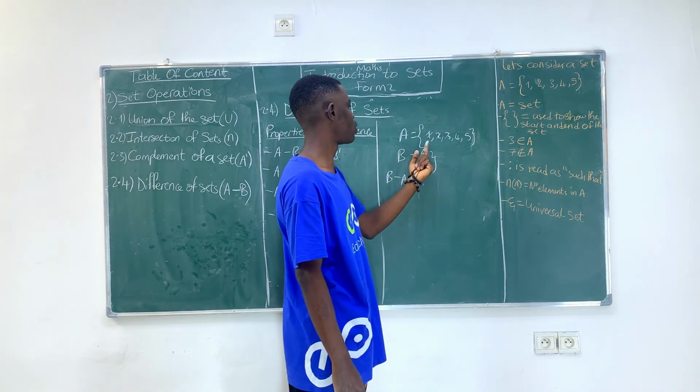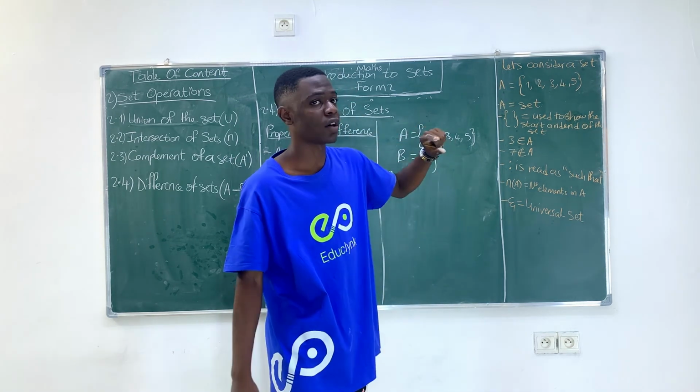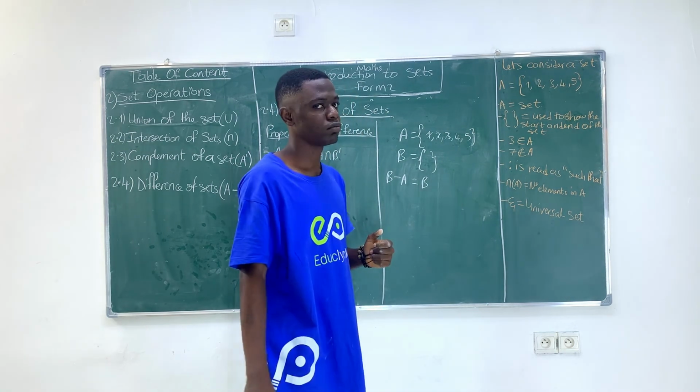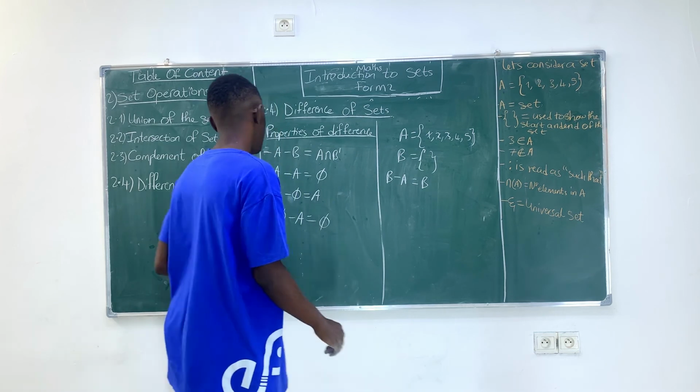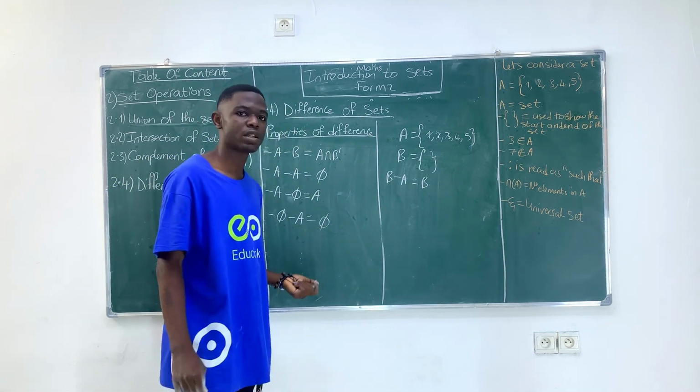There is no 1, no 2, no 3, no 4, there is no 5. So even if you remove whatever, it is still going to be the same B. Given that B is an empty set, in this case it is going to be the same B. So an empty set minus any set will give you the same empty set.